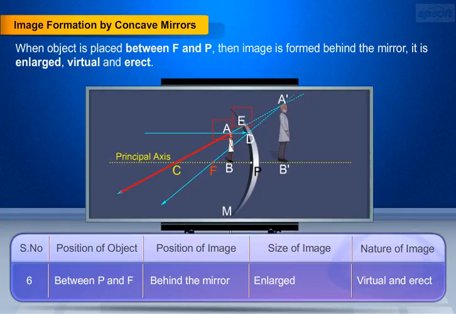Now the reflected rays DF and TC are diverging rays, and therefore do not intersect each other on the left side. The reflected rays are produced backwards, as shown by dotted lines. On producing backwards, they appear to intersect at point A inverse. Thus A inverse B inverse is the image formed by the concave mirror. We can see that the image formed is behind the mirror, and larger in size. So, when the object is placed between pole P and principal focus F, the image is formed behind the mirror. The image formed is enlarged in size, virtual and direct.